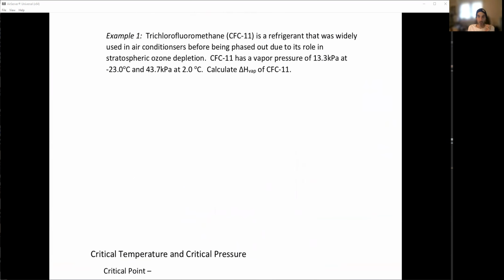Okay, good. So here's an example of the Clausius-Clapeyron equation. You have this situation, try it, CFC 11, with two different states. What is the vapor pressure of CFC 11?